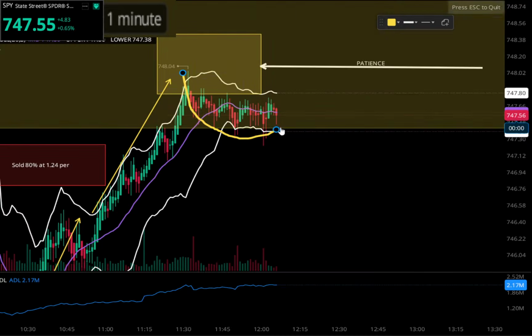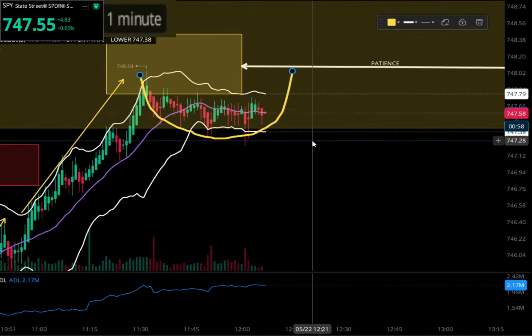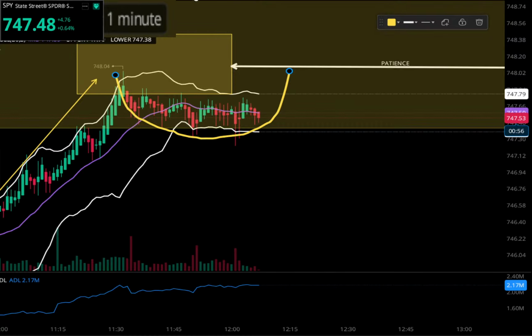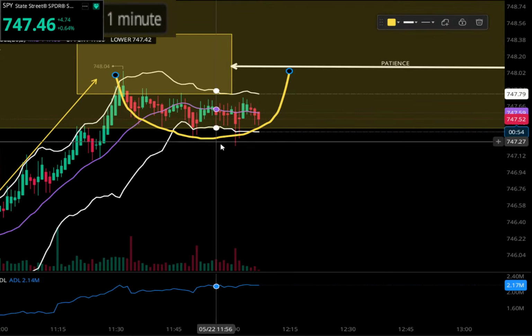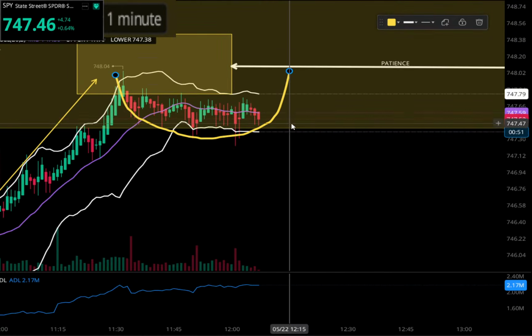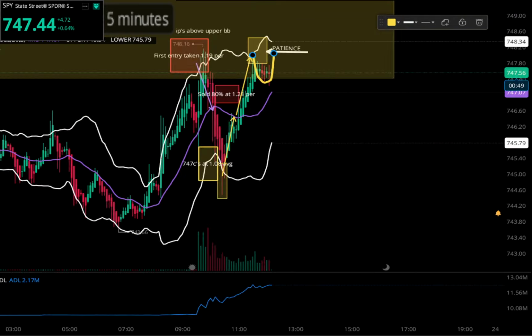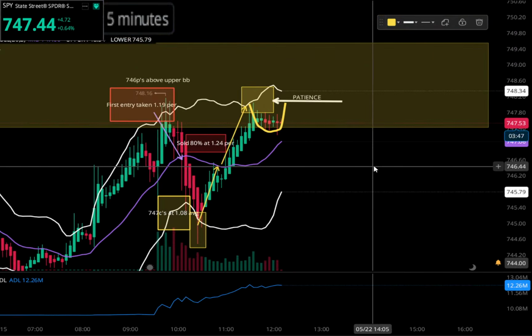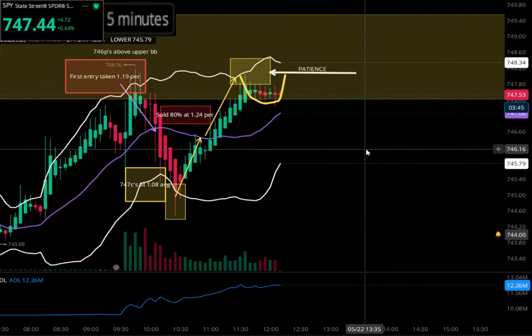Still looking for this to form a cup. With the 1 minute time frame being on the lower Bollinger twice, it's technically telling us it wants to push up a little bit. So still looking for that upside here.